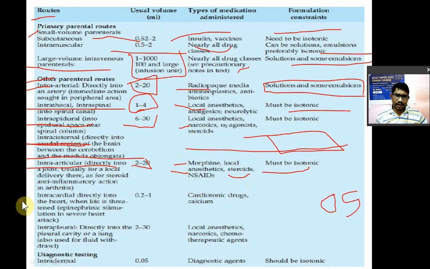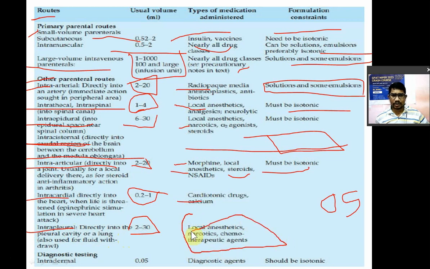Then intracardial injection. Intracardial means directly into the muscle of the heart. 0.2 to 1 ml can be injected. So कौन से ड्रग यूज करेंगे? कार्डियोटोनिक ड्रग, कैल्शियम प्रिपरेशंस, they are used, okay, to prevent, है ना, हार्ट में. Then intrapleural. Pleural मतलब pleural cavity, directly into the pleural cavity of lungs. So 2 to 30 ml is the injection volume. Mostly local anesthetic, narcotics and antibiotics are injected.